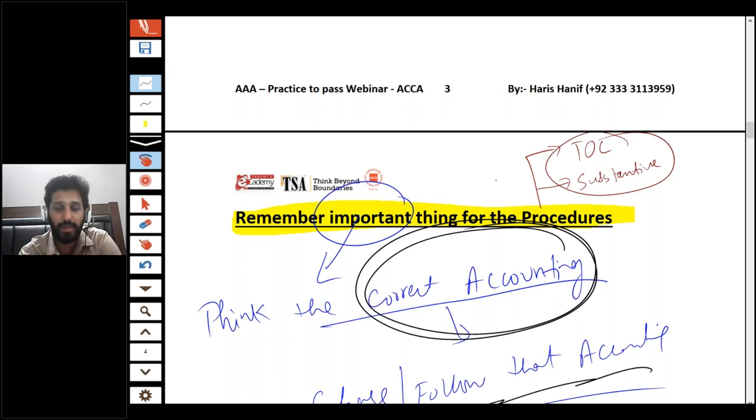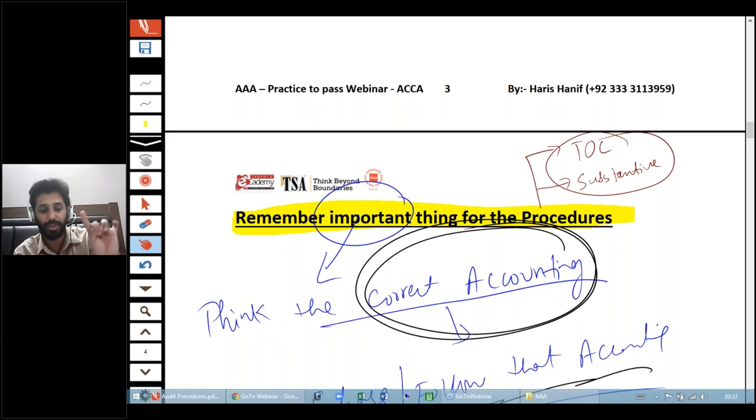Now the test of control means that you are supposed to test the controls of the organization, and substantive testing means that you are reviewing the financial statements whether they are in accordance with the applicable accounting standards or not. In AAA exam, the question would be what are the procedures? In paper AA, audit and assurance, substantive procedures are asked. But here in AAA exam, you are supposed to write the procedures which include both TOC as well as substantive.